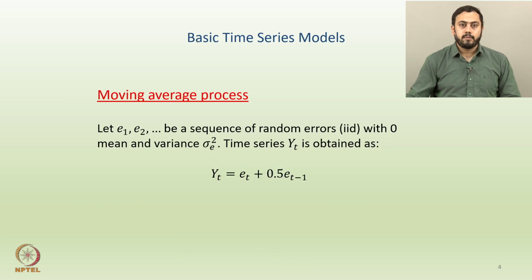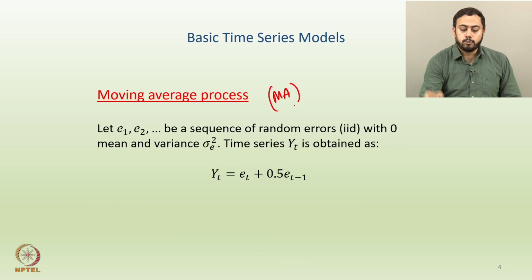Now, moving on, the second model is slightly advanced; it is called the moving average process. I am quite sure that many of you might already have heard about this process. In short, we will call it MA. Now, I will stick to the same notation. So, all the Es, E1, E2, E3, E4 and so on, are a sequence of random errors which are again IID, independent and identically distributed, with some constant mean, let us say 0 mean, and some constant variance, let us say sigma square E.